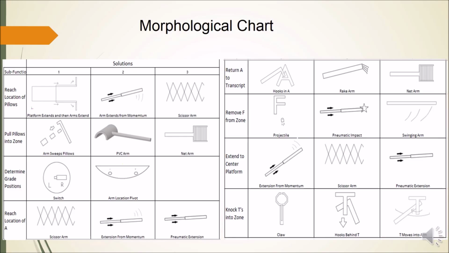The sub-functions from the function tree go into the morphological chart, which shows the possible solutions for each sub-function. Using the drawings of the morph chart, we developed basic ideas of how we would accomplish our sub-functions. As we evaluated our alternate designs, we used our morph chart as a foundation of ideas and a helpful guide to ensure that we addressed all our functions.